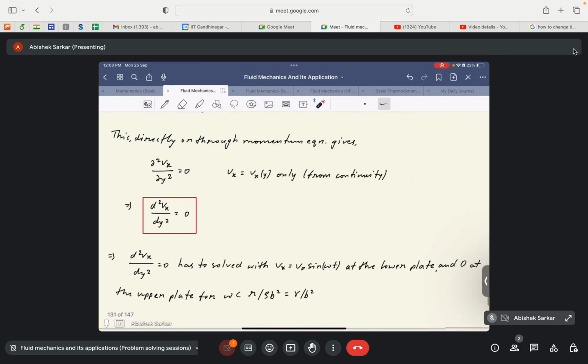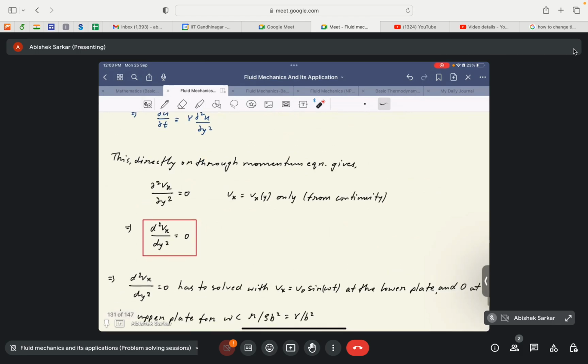Our governing equation would simplify to dou square Vx by dou y square equal to 0. Now again from the continuity equation we got that dou u by dou x equals 0. So it essentially tells us that u is a function of y only, right? So we can convert this partial derivative to a complete derivative to get d square Vx by dy square equal to 0. This governing equation is again very simple. It's only a second order homogeneous ODE, so quite easy to solve.